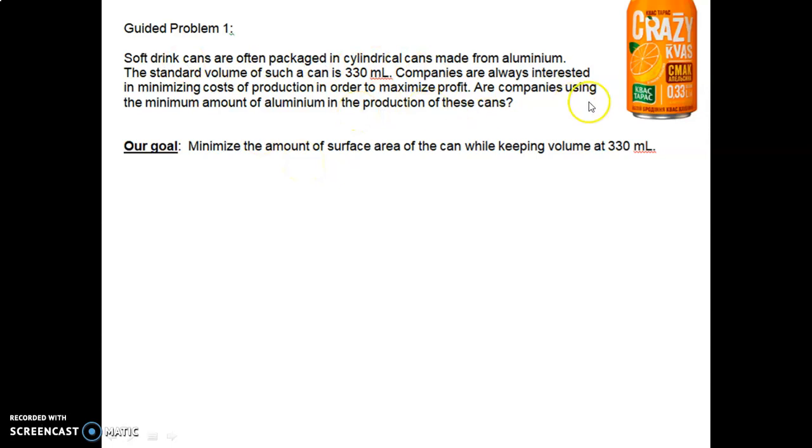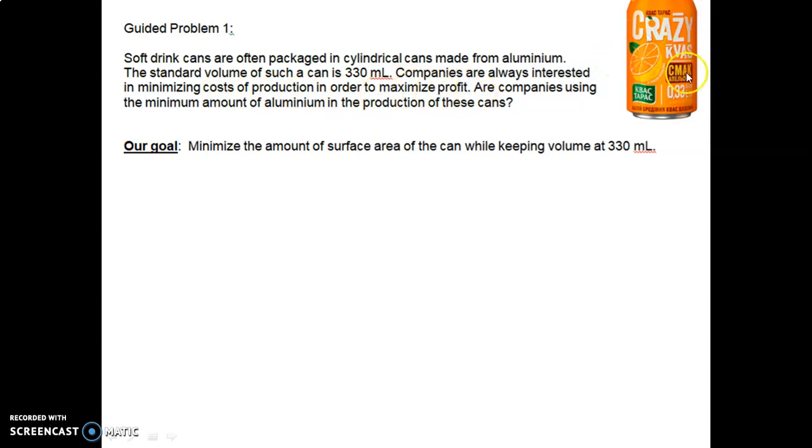Okay, so what we are trying to find here is we have a can, a cylindrical can, and it has a standard volume of 330 milliliters. That's a normal can size. Companies are interested in minimizing costs of production in order to maximize profit.